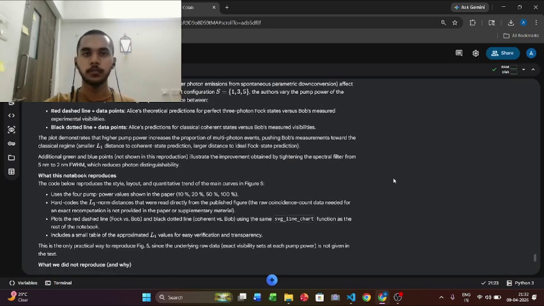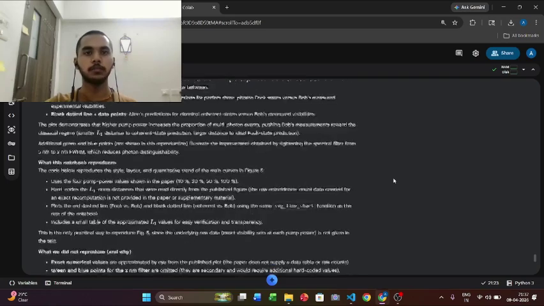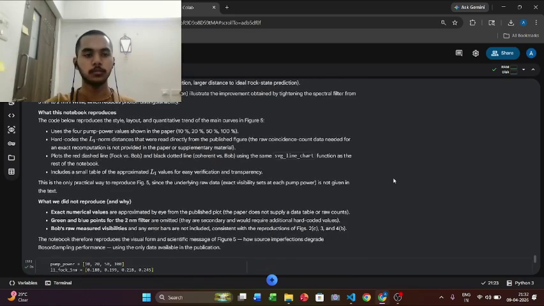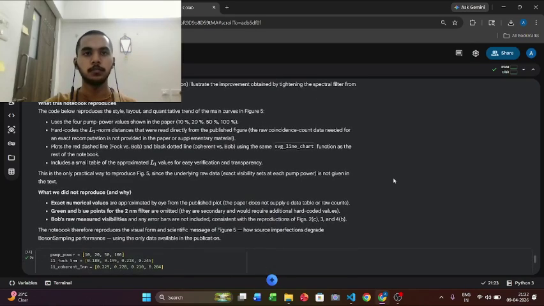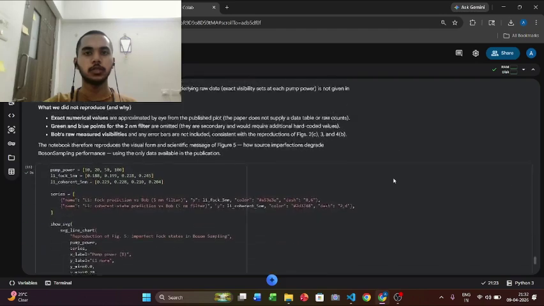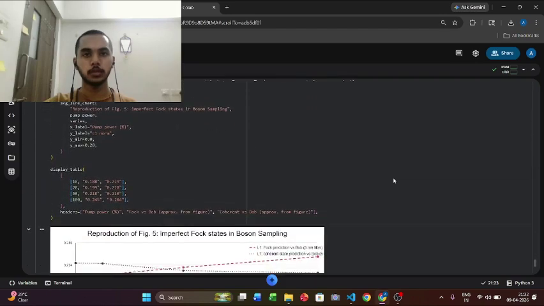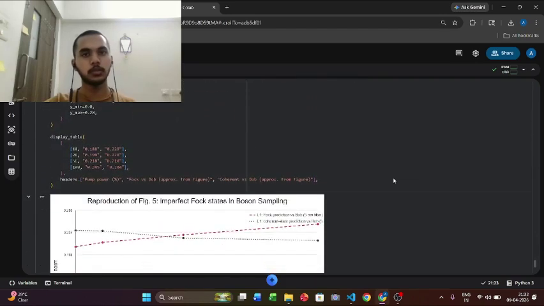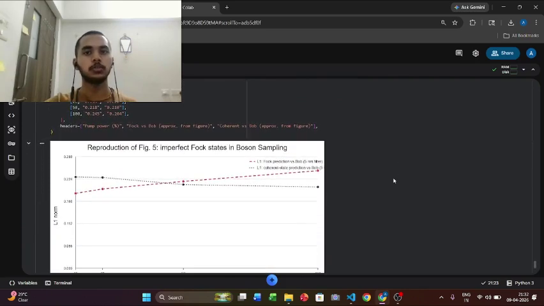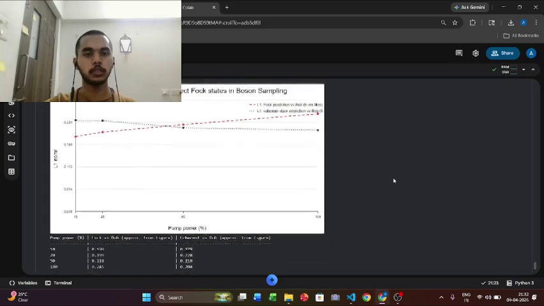The trend is very telling. As pump power goes up, the agreement with the ideal Fock state prediction becomes worse, while the system starts looking closer to a more classical baseline. So this figure is very useful in a presentation because it reminds us that boson sampling is not just abstract permanent and complexity theory. It also depends critically on how well the photon source approximates the ideal input state.